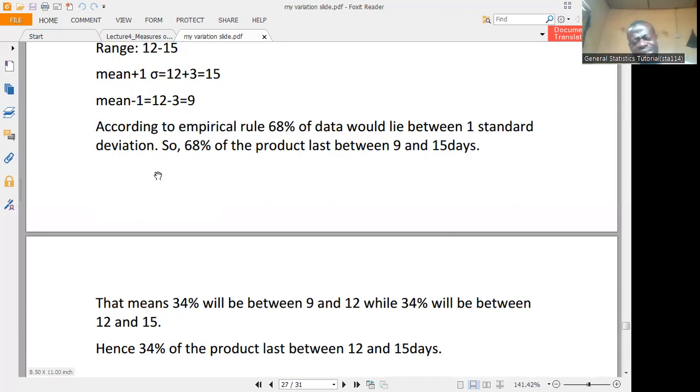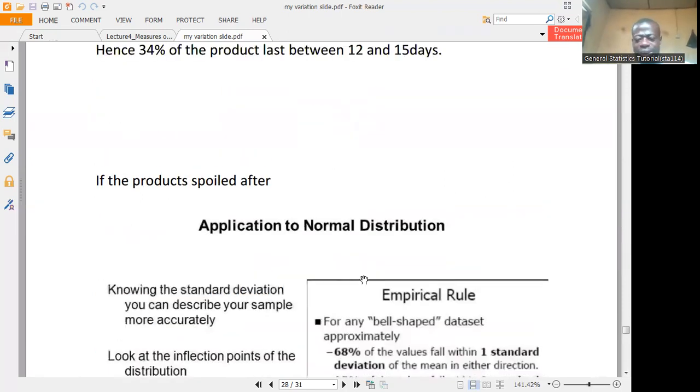And in that case, the question is actually asking for 12 and 15, and that is what we are able to solve right now. So we can say 34% of the products last between 12 and 15 days. I think you understand how this works. So we just solved the question. Question is easily done. Okay, that is that about that.